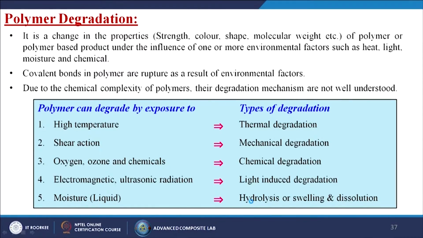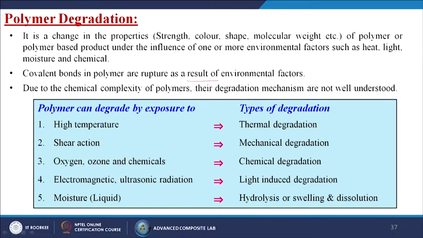Now, we are going to discuss polymer degradation. It is a change in properties like strength, color, shape, molecular weight, etc. of a polymer or polymer-based product under the influence of one or more environmental factors such as heat, light, moisture or chemicals. Suppose we keep that polymer for a longer time in the environment, or buried in the soil, or dipped in water. So, we can see the degradation of that particular polymer.